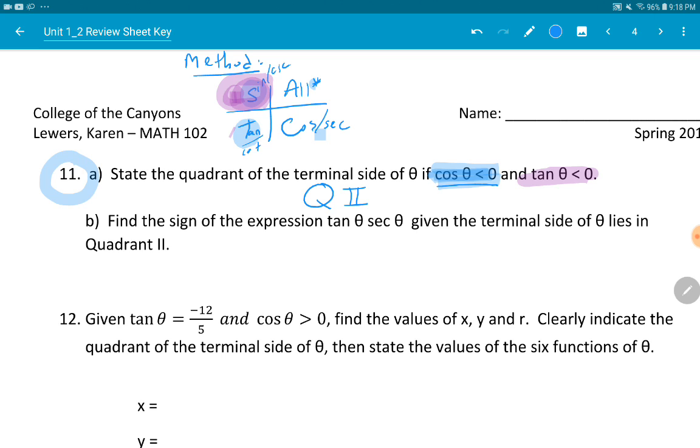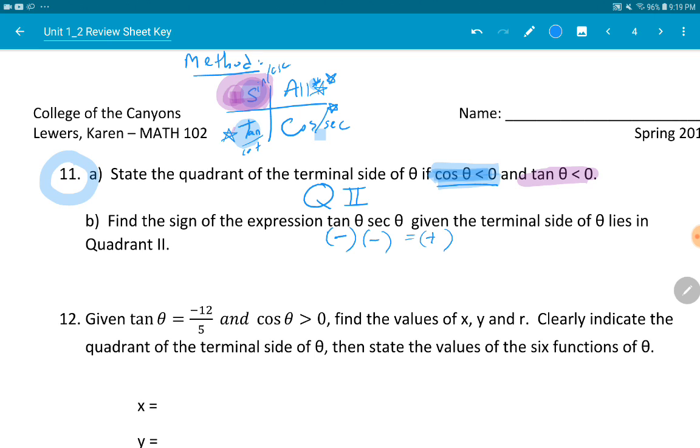Okay, in part B, we find the sign of the expression tangent theta secant theta given that the terminal side of theta lies in quadrant 2. So we have quadrant 2 again. Tangent in that quadrant is negative because tangent's positive here and here, 1 and 3. So in quadrant 2, it's negative. And secant in quadrant 2 is also negative. Secant is positive in 1 and 4. So it's negative in quadrant 2. So a negative times a negative gives me a positive.